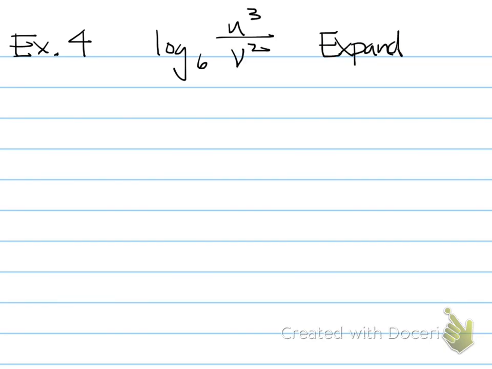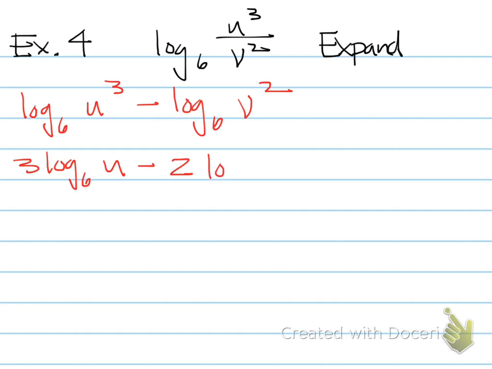Next example, we want to expand this also. We're taking the log of a quotient, so we can expand that by subtracting the numerator and denominator. Log base 6 of u cubed minus log base 6 of v squared, and then just bring both of those exponents down in front of both logarithms. And that's our answer. Again, put them in alphabetical order. So the log of u is going to come before the log of v.